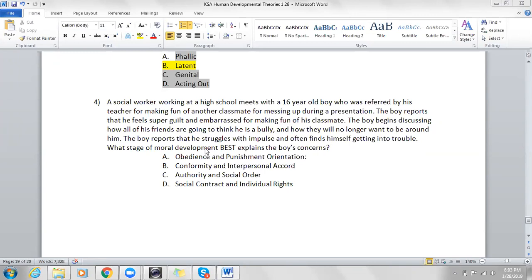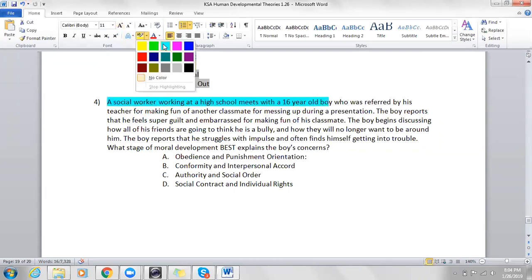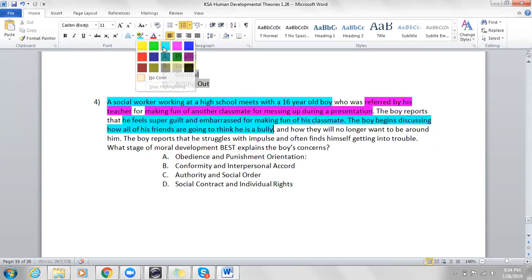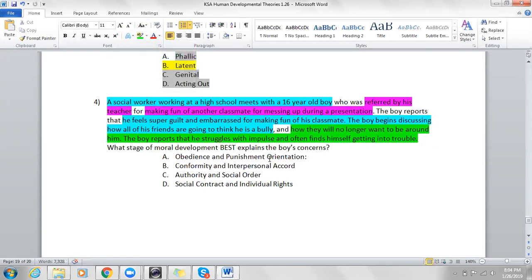Bingo. All right, majority think it's B, some think it's D. Let's look at it. A social worker working with a 16-year-old lad who was referred by a teacher for making fun of a classmate during a presentation. Always highlight where they come from. He feels super guilty and embarrassed. The boy is discussing how his friends think he's a bully and how they'll no longer want to be around him, and he often finds himself getting into trouble.